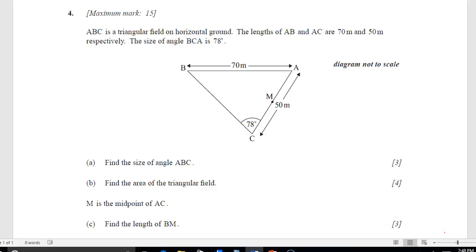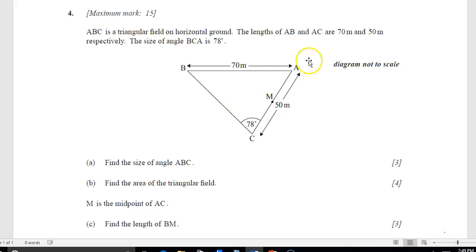All right, this is the last problem for paper 2, number 4. It's another triangle problem. You should be getting good at these by now. We've had our share of them. So let's see what's going on. We have a triangle. The lengths of AB and AC are 70 and 50. Everything is labeled on the triangle from the given information.